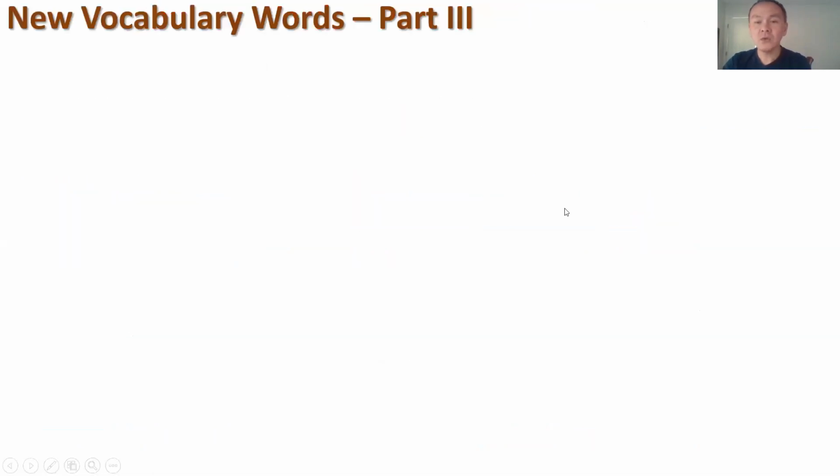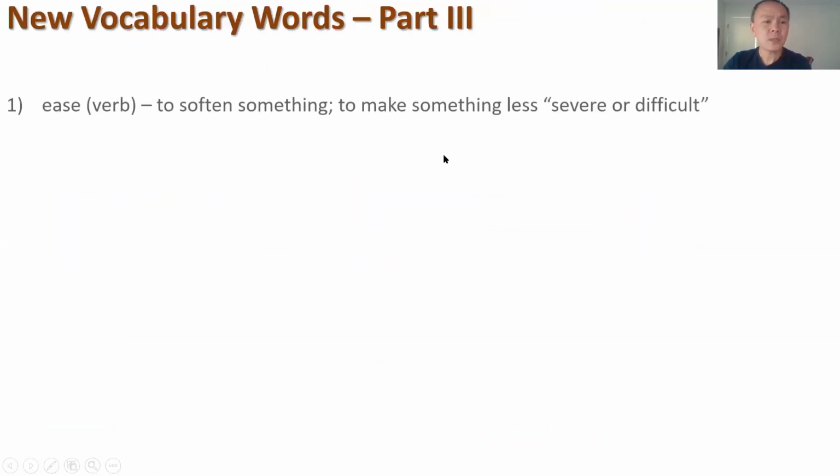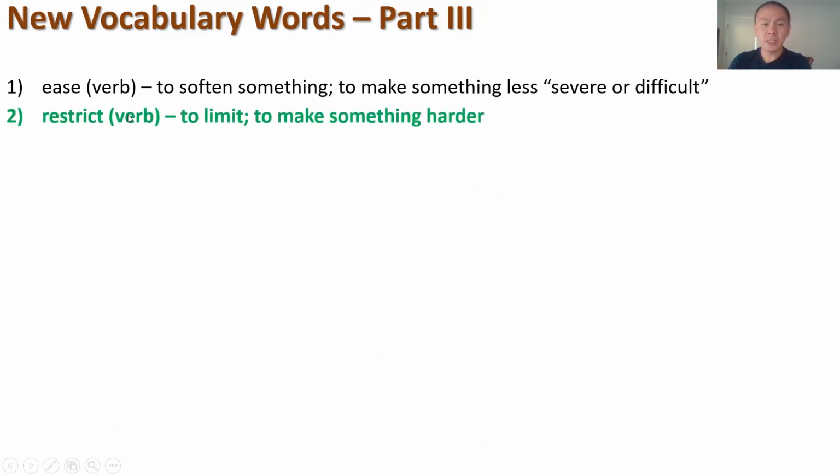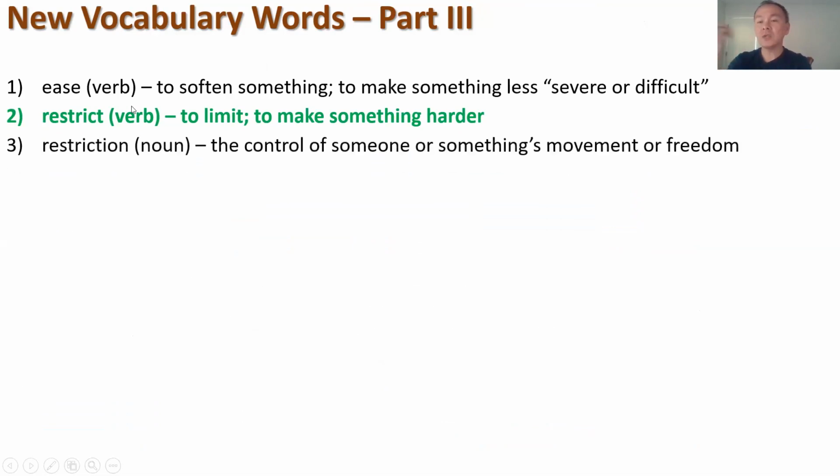Now, I want to share these new words with you. Ease. Well, ease means to make something less difficult for people, okay? Restrict. When you restrict, you tell people they cannot do certain things. You cannot smoke. You cannot go outside. That's restrict. Restrict is a verb. Restriction is a noun.